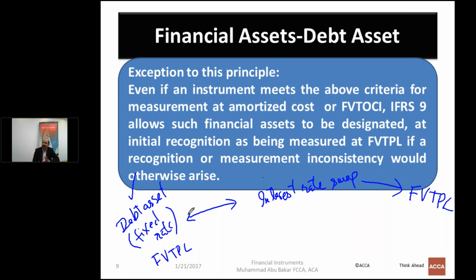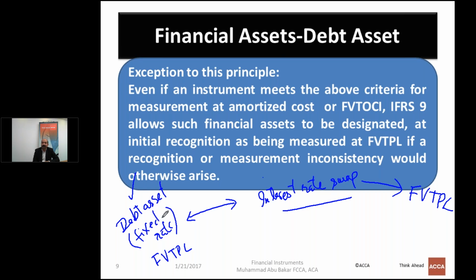So if you have entered into an interest rate swap for this, from fixed rate to floating rate, the interest rate swap is also a financial instrument, and this will be carried at fair value through profit and loss. So this interest rate swap is related to this asset, and this asset is being carried at amortized cost. So this will create an accounting mismatch. In such a situation, the standard allows you to subsequently recognize this debt asset at fair value through profit or loss.